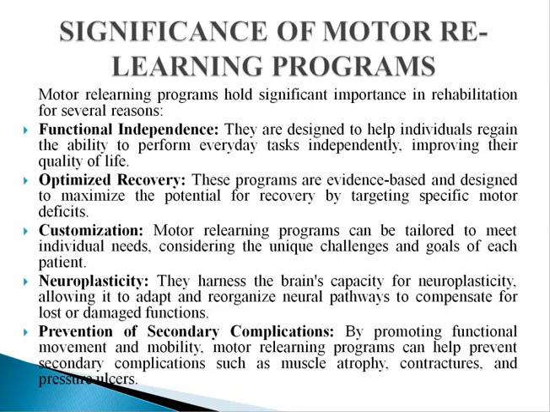The next is neuroplasticity, that is, they harness the brain's capacity for neuroplasticity, allowing it to adapt and reorganize neural pathways to compensate for the lost or damaged functions. The next is the prevention of secondary complications such as muscle atrophy, contractures, deformities, pressure ulcers, etc.